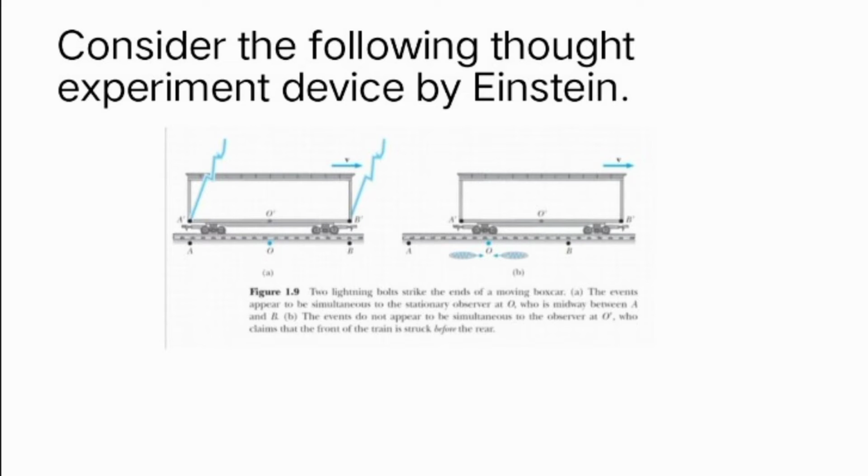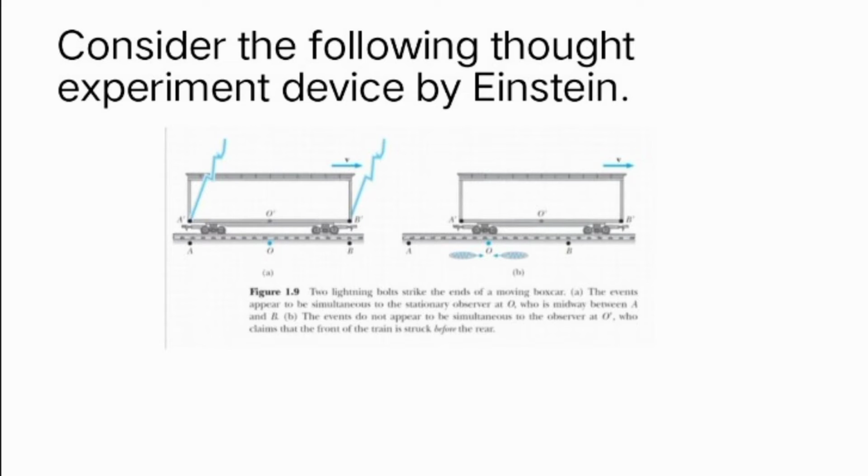Two observers are located midway between the ends of the train box, one at O on the train and another fixed on the ground at O'. A. Relative to the observer at O, the two light signals reach him at the same time, since the light signal traveled at the same speed over equal distances. He concludes that the two events at A and B occurred simultaneously.